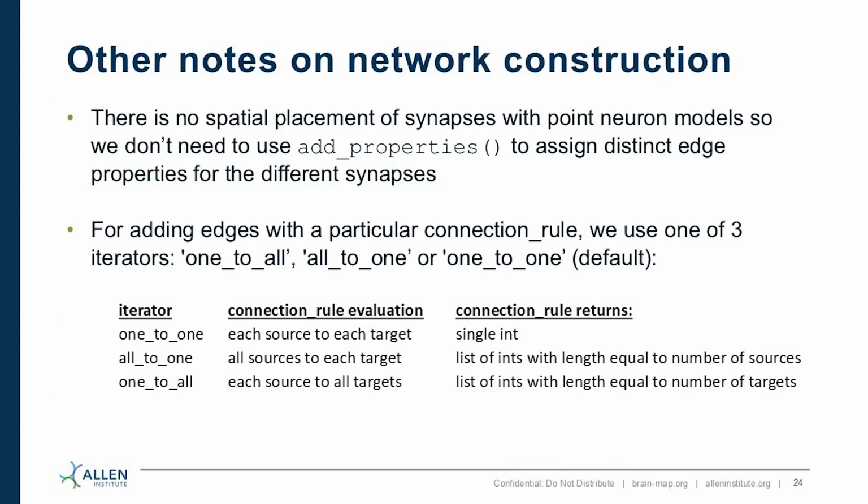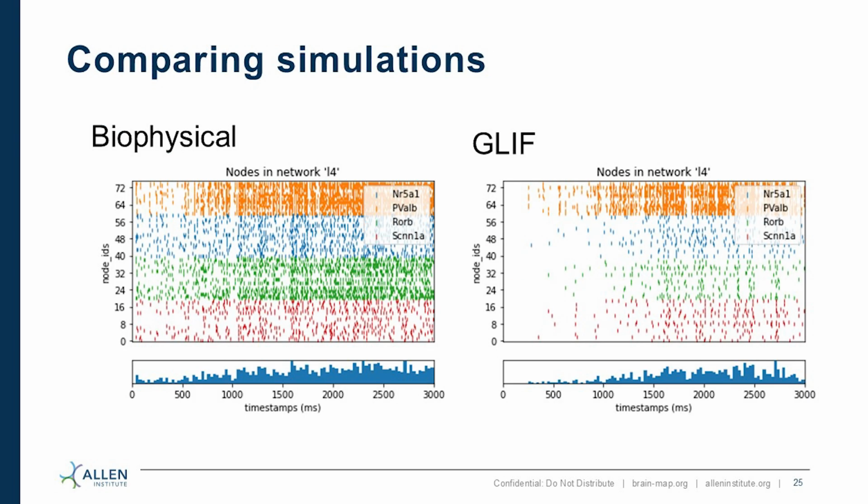So I think I've covered most of this. There's just a few details on the iterator type. We've used two of these. The first one we didn't explicitly mention. Again, here's some initial output for these two model types. I could leave it as an exercise to you to see if you can adjust the synaptic weights in the GLIF model to try to bring things more closely in alignment.